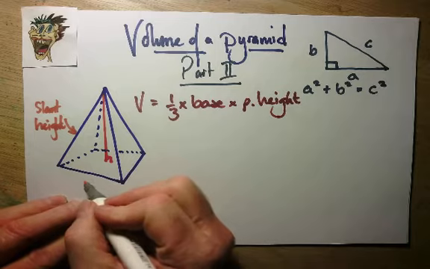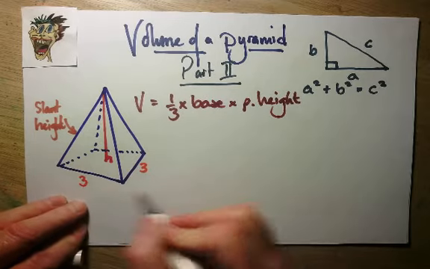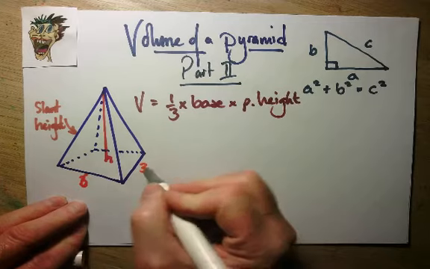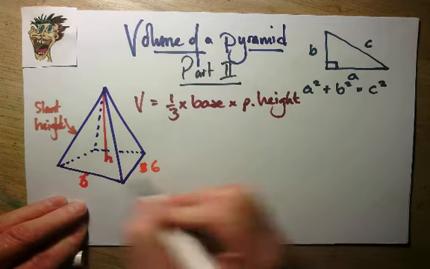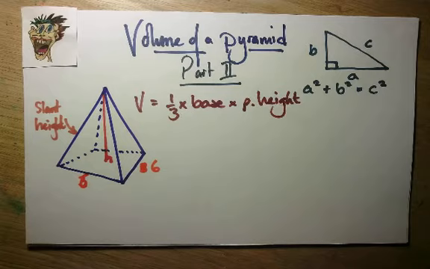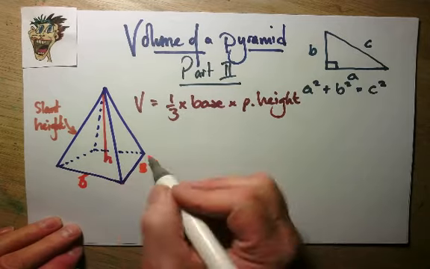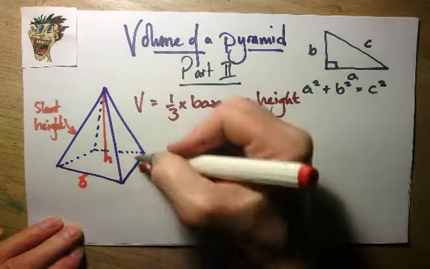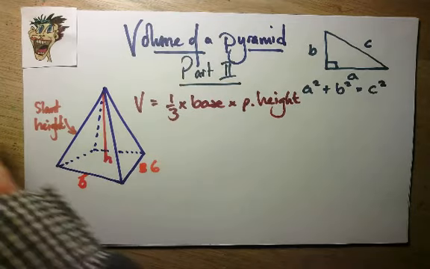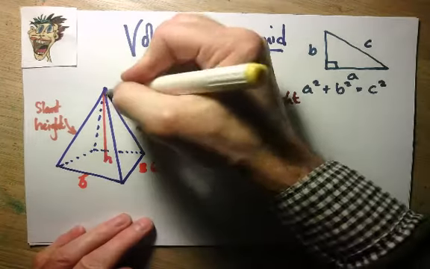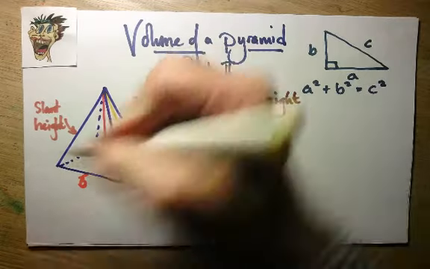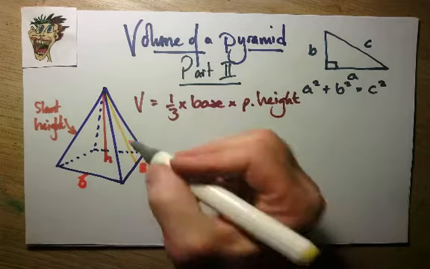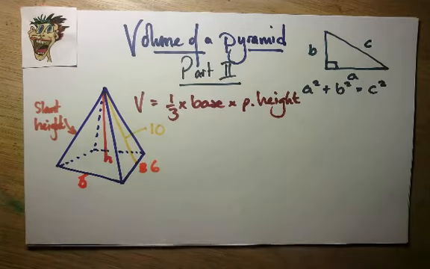Let's have it as a square. So it's 3 by 3. Oh no, let's make this 6 by 6. We're going to change it to 6 by 6 because that way the numbers become easier for us. So I'll call it a 6 base, 6 depth, and the height here, I don't know. But the slant height, let's call that slant height 10.